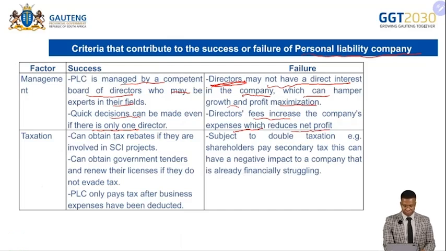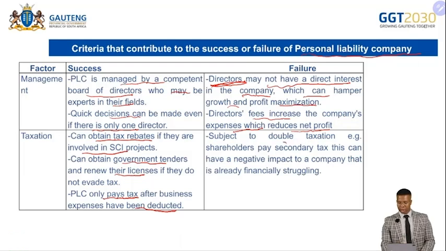Then taxation: they can obtain tax rebates if they are involved in corporate social investment. This is basically similar to what we went through for the public and the private company. When you're looking into government tenders, this is also similar, and the licensing as well. And then the public personal liability company pays tax after business expenses have been deducted. Then the failure is similar to that of a private company. Why? Because they are subjected to double taxation.